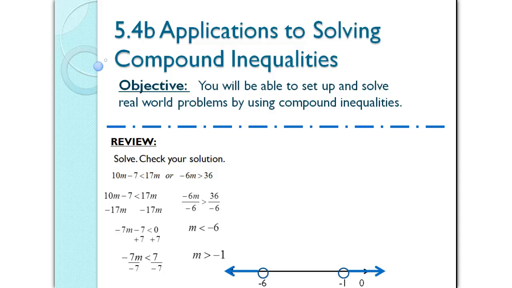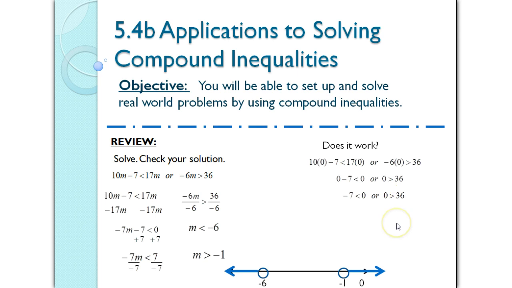To check my solution, I'm going to pick something in that shaded region, which just so happens 0 is in that shaded region. And I'm going to replace m with 0, just as I have done here, and then simplify down. So I have negative 7 less than 0, or 0 greater than 36.